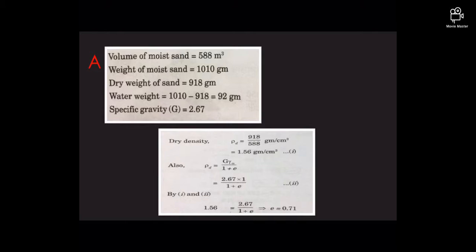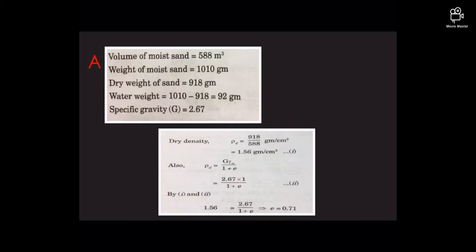So dry density, how are we finding it out? We know density is equal to weight by volume. So the dry weight of the sand divided by the volume of the sand is equal to 918 by 588, which is equal to 1.56. The unit is gram per centimeter cube. So what we have to find out? We have to find out E.